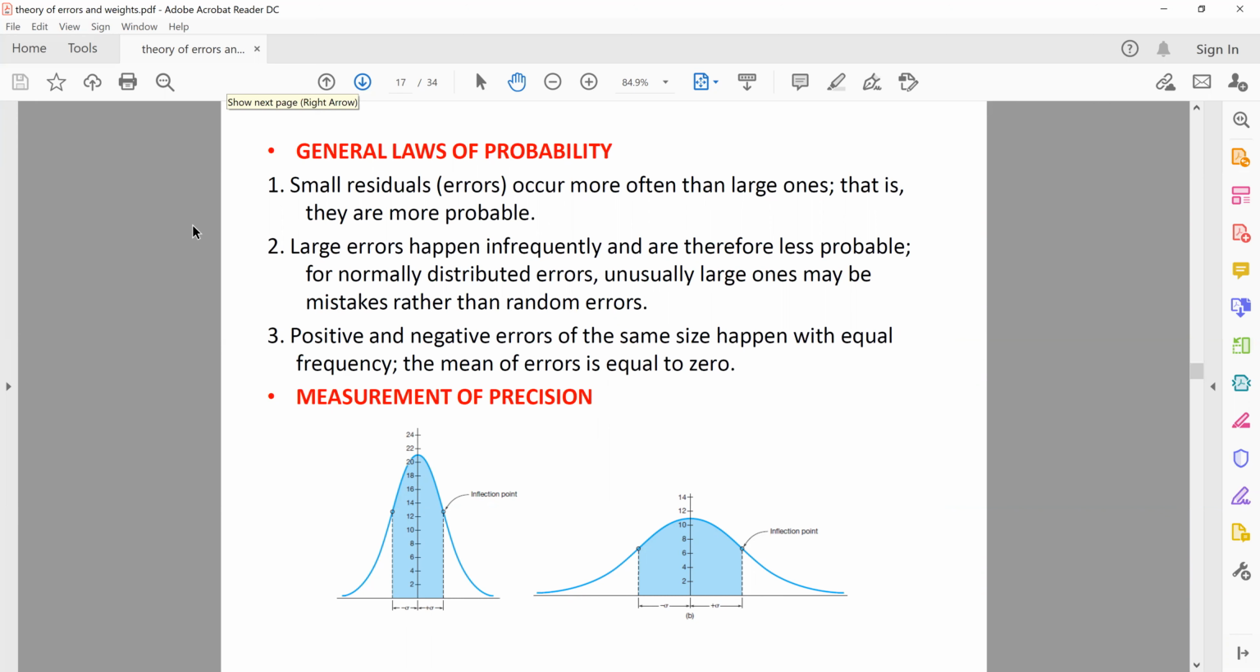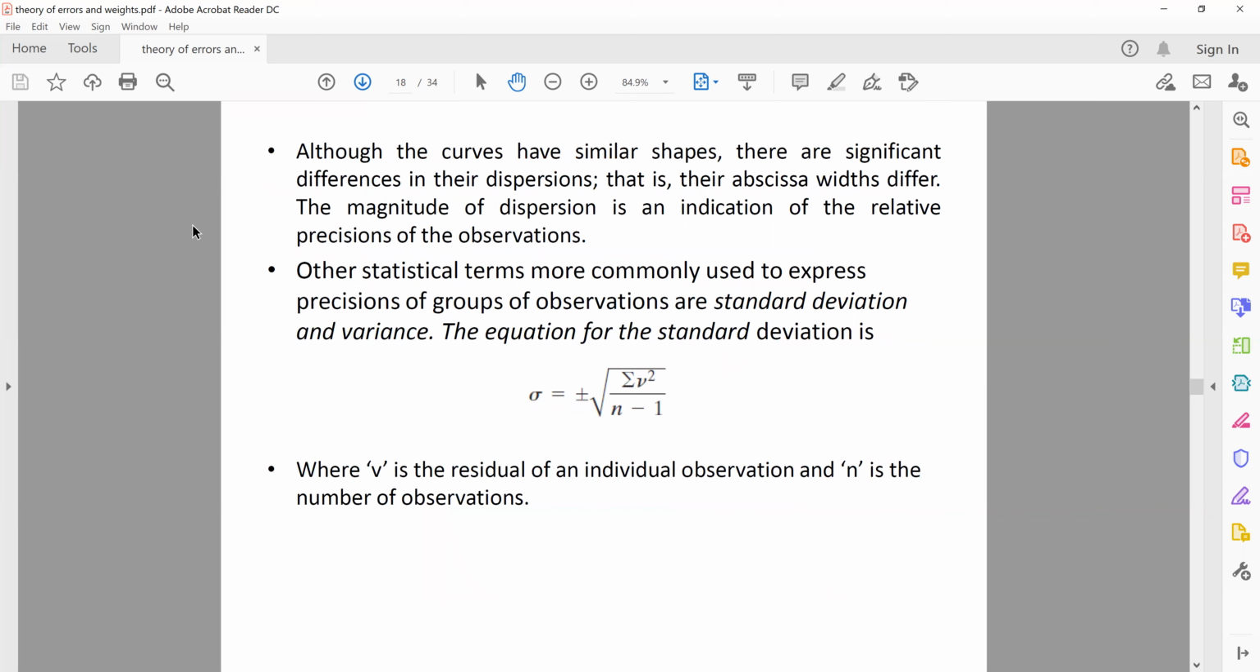Positive and negative errors of the same size happen with equal frequency, and the mean of the errors is equal to zero. So this is something that we discussed before as well, and you can judge by looking at the graphs also. The graphs are mirror images towards the left side of the vertical axis and towards the right side as well. That means there is an equal chance of an error of equal magnitude occurring, and also the number of times that it occurs is the same. So that is why the sum of positive and negative errors equals zero, or the probability of occurrence of a negative error and the probability of occurrence of a positive error of the same magnitude is the same. That is why the sum of residuals is equal to zero.